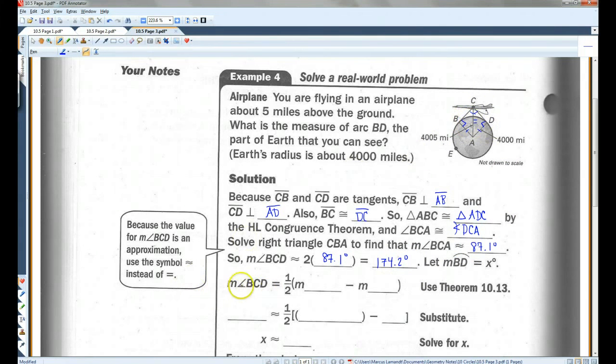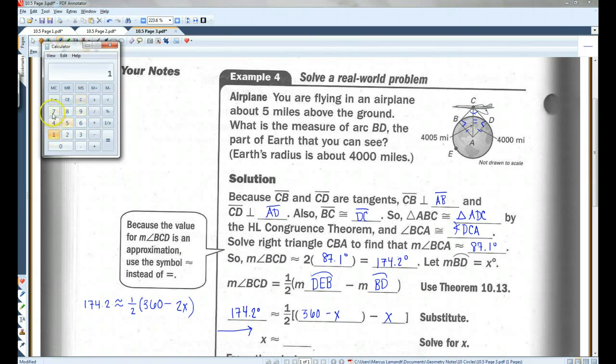Okay, so we'll let arc BD equal x. The measure of angle BCD is 1/2 the measure of arc DEB, that's this arc here, minus arc BD, that's this arc here. Okay, this angle we already know is 174.2 degrees. This equals 1/2 of 360 minus x. And then for some reason they skip about 5 steps, so I'm just going to write them over here. We have 174.2 is approximately 1/2 of 360 minus 2x.